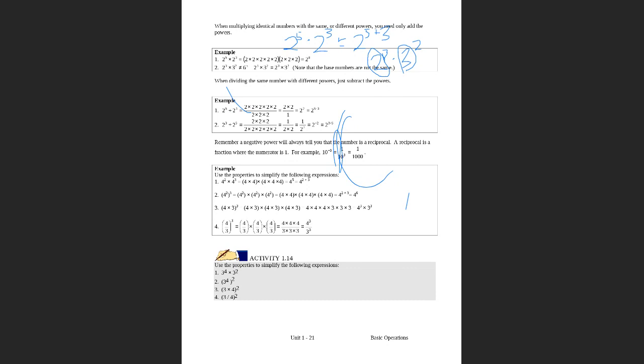Now, next one, when dividing. For instance, if we have 2 exponent 5 divided by 2 exponent 3, we are going to have 2 exponent 5 minus 3. You see, we have 2 exponent 2. Because if it's dividing, we subtract; if it's multiplying, we add. But the bases must be the same.